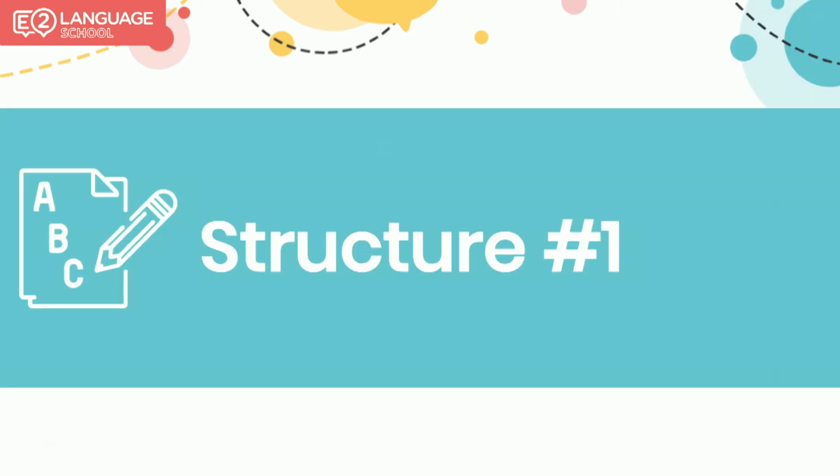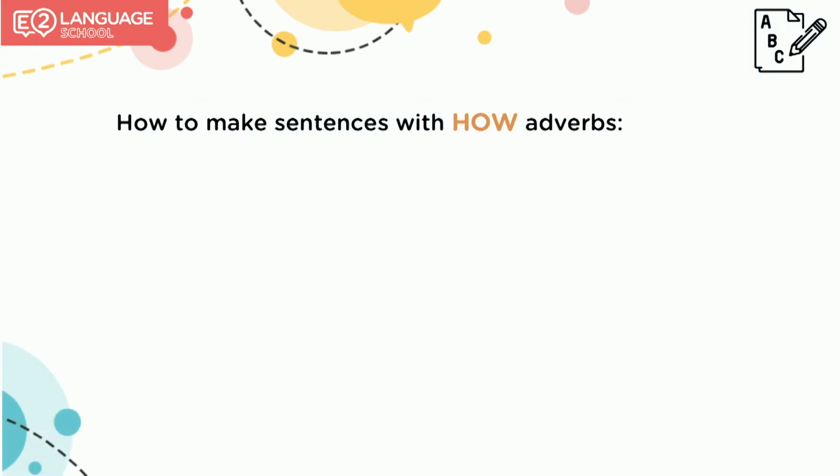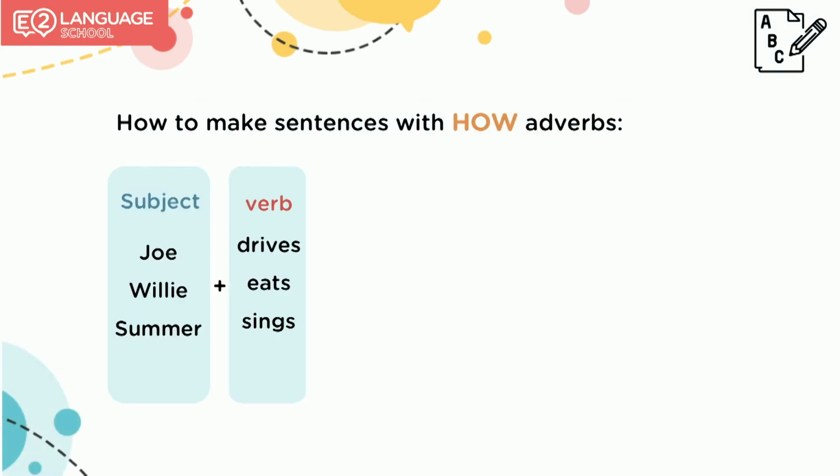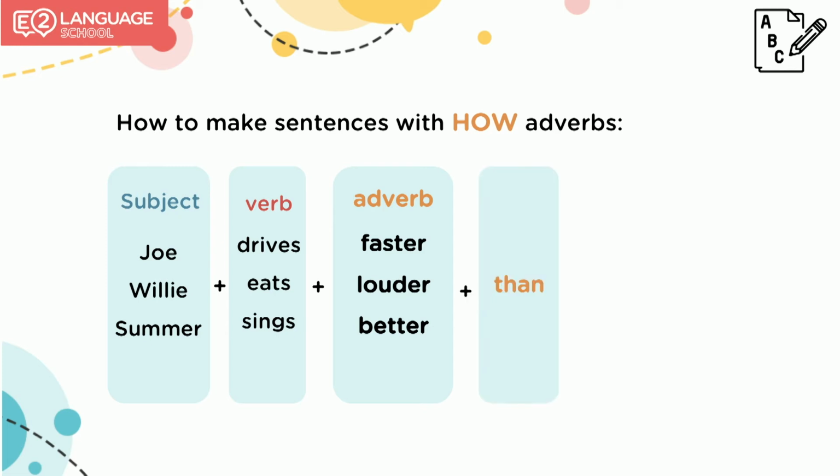Let's look at this in a sentence structure. So we have a subject like Joe, Willie, or Summer. Then we have a verb like drives, eats, or sings. Then we have the ER adverb like faster, louder, better. Then the object. So Joe drives faster than Sylvia.